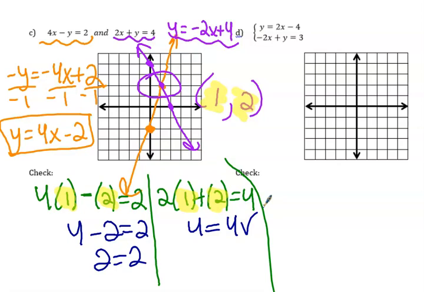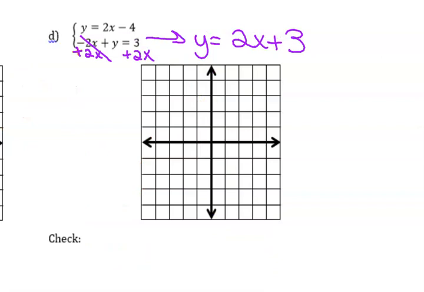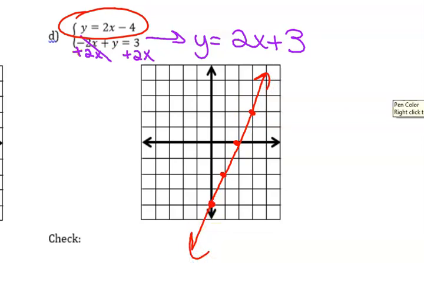All right, let's try out the D. The first one is ready to go. The second one, we need to move over, and then we can graph both of them. All right, so let's graph the first one, y equals 2x minus 4. We start at the negative 4, and then rise 2 and run 1. So this one I'm going to have be the red. All right, now the second one, starting at the 3 on the y-axis and then rising 2 and running 1.